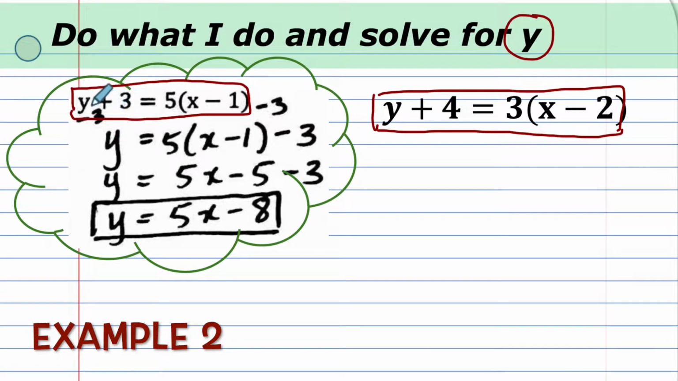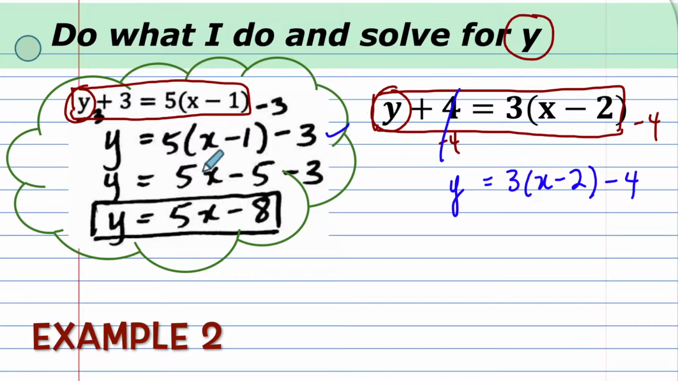The first one, it looks like the y was isolated by subtracting 3 both sides. Well, let's isolate this y by subtracting 4 both sides. That becomes a 0. We have y is equal to 3 bracket x minus 2 subtract 4. And that's the step we're on. Now it looks like the brackets disappeared. How? That was a distribute.